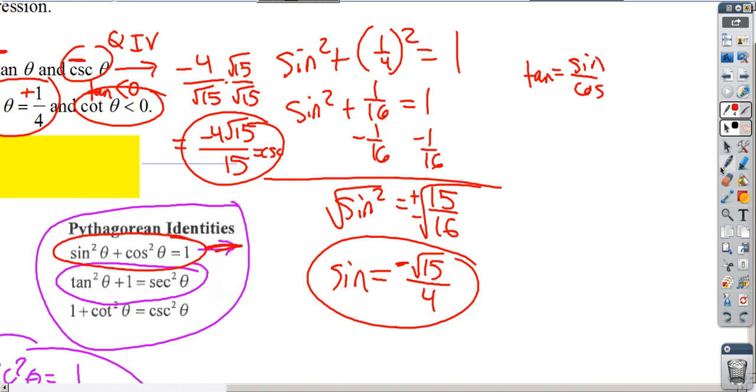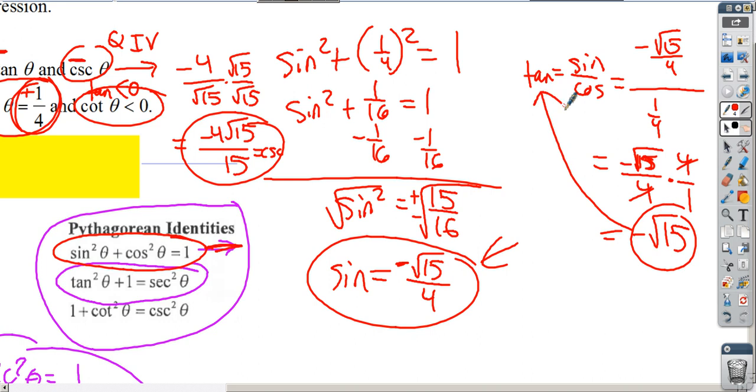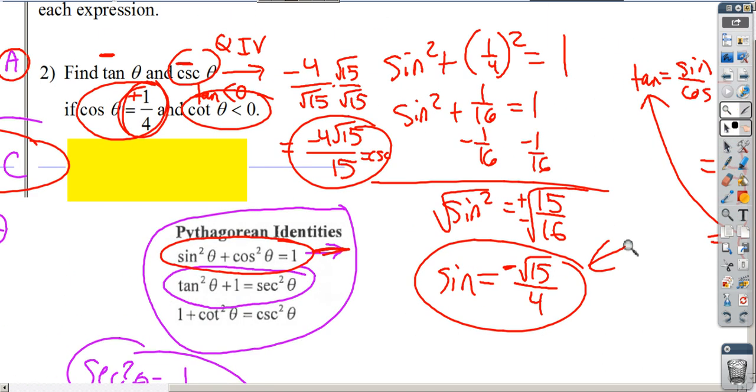We just found sine. It's right here. So sine is going to be negative root 15 over 4, over the cosine they gave us at the start. Way over here they told us it's 1/4. So dividing by that fraction is the same as multiplying by 4 over 1. Those 4s will cancel, and we'll get negative root 15, and we said tangent is supposed to be negative anyway. So that agrees with what we got. Let's double check. We should have tangent equal to negative root 15, and there it is. And negative 4 root 15 over 15 would be cosecant.